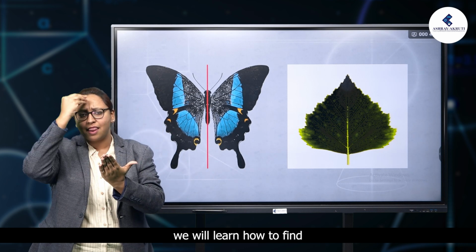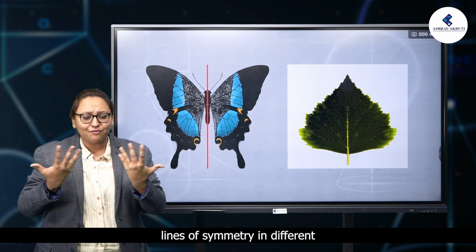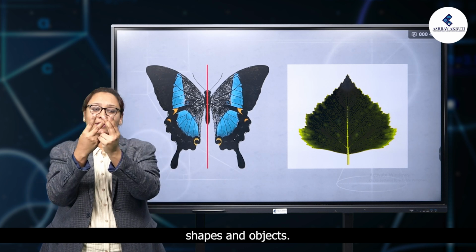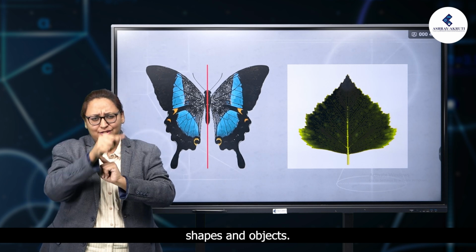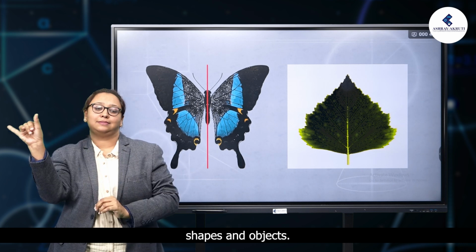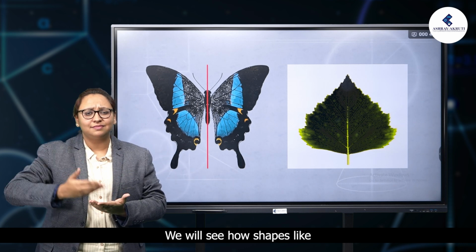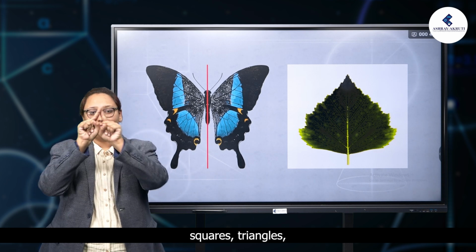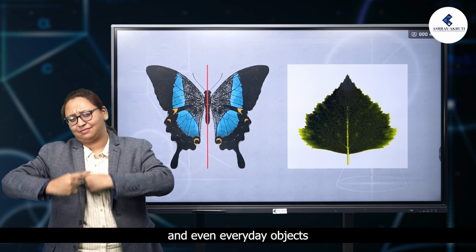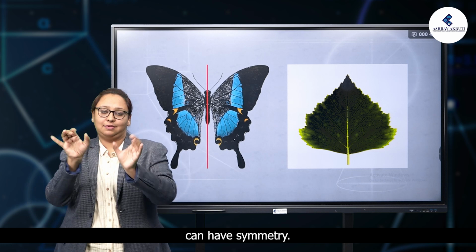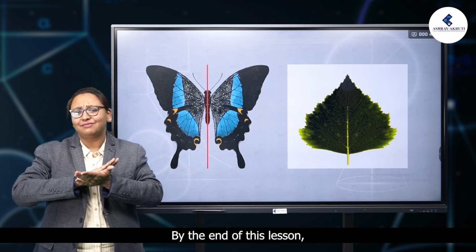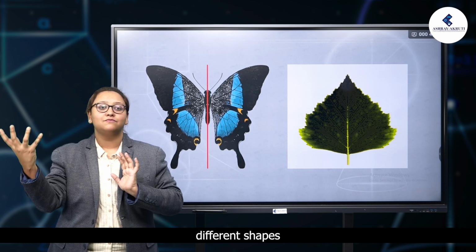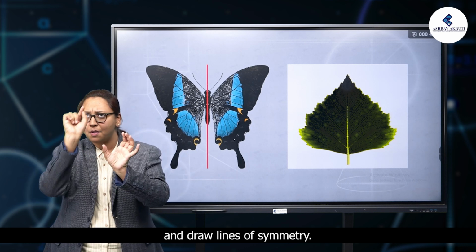In this lesson, we will learn how to find lines of symmetry in different shapes and objects. We will see how shapes like squares, triangles, and everyday objects can have symmetry. By the end of this lesson, you will be able to spot symmetry in different shapes and draw lines of symmetry.